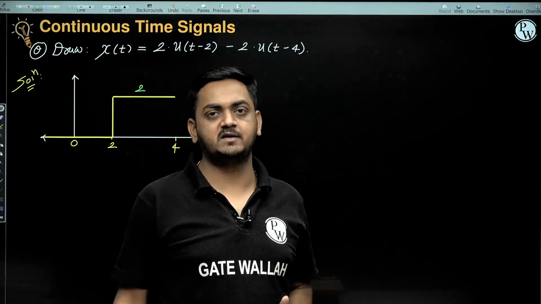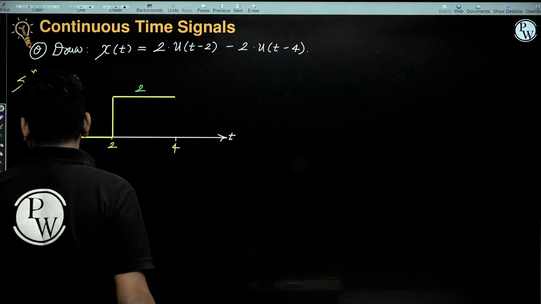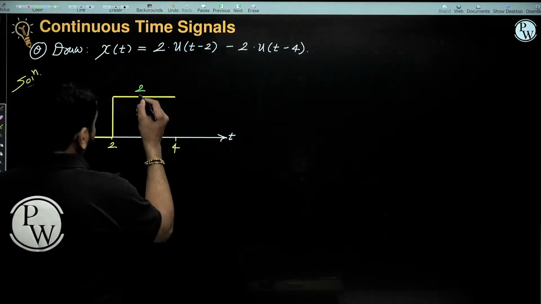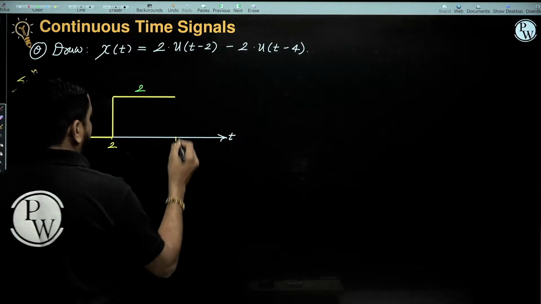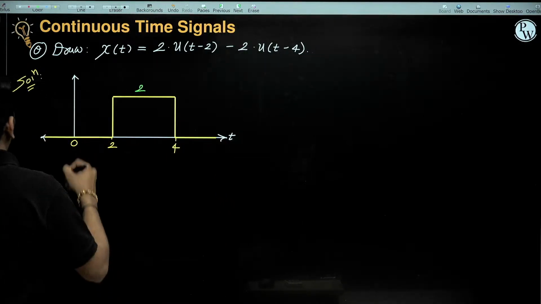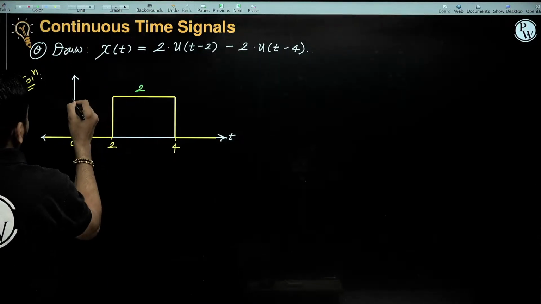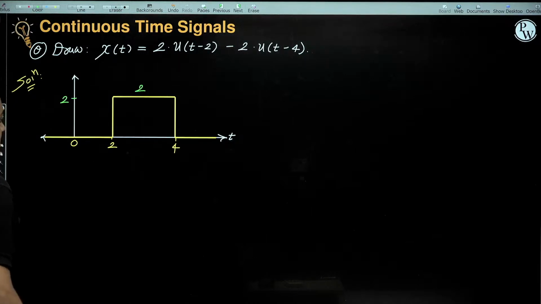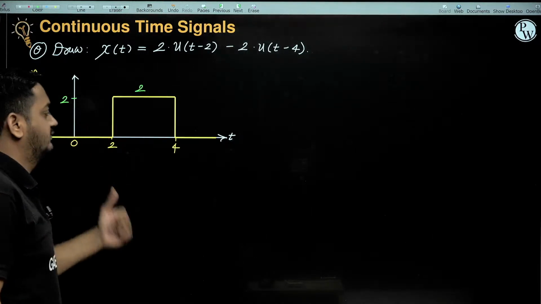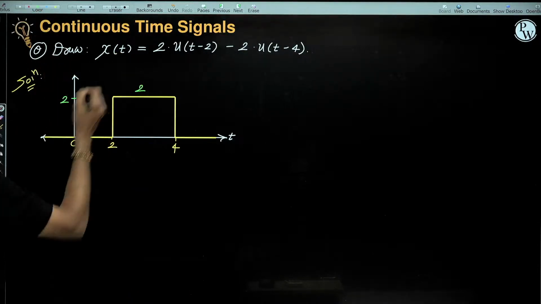So previous plus 2, present minus 2. So what will be the next amplitude? That is plus 2 minus 2, it will be 0, guys. You have to add previous amplitude and present amplitude for the next amplitude. So it will be 0 in this case. Amplitude is 0. So you will get this type of rectangle function, guys. Correct? Amplitude can be negative also, guys.